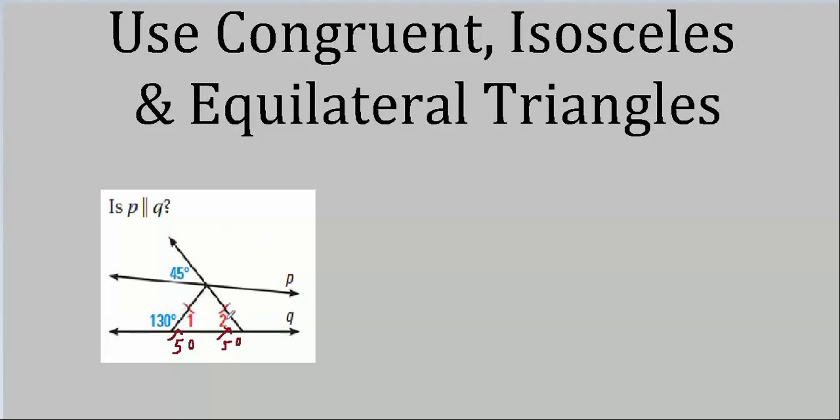Now these here, these are corresponding angles, aren't they? And we have 50 degrees here and 45 degrees here. I would say P is not parallel to Q. You see, with two parallel lines cut by a transversal, corresponding angles are congruent. And the converse is also true. If corresponding angles are congruent, then the lines are parallel. But the corresponding angles are not congruent. So that's no-go. These two lines are not parallel.